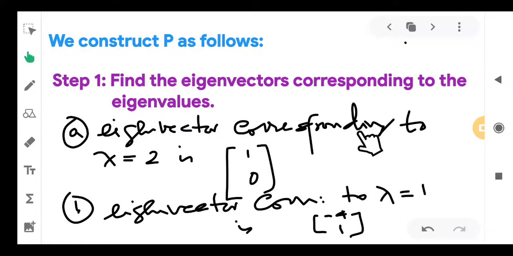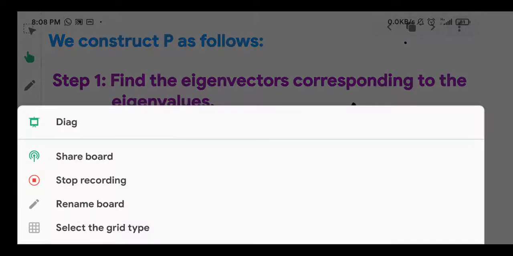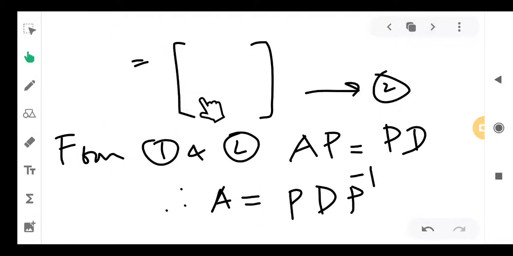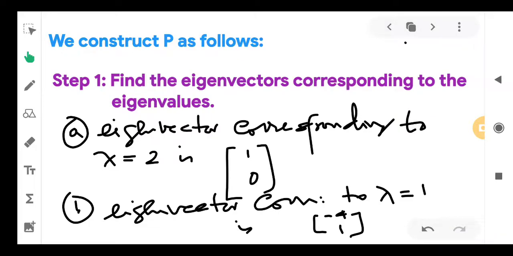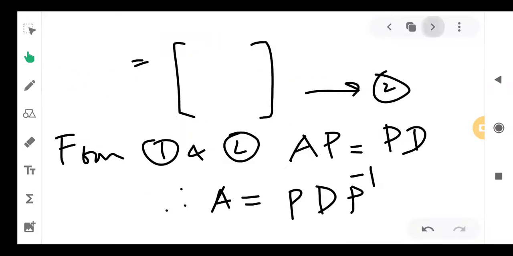So you can see we have done a problem. You have to find the eigenvector corresponding to lambda equal to 2 as x1, x2, and x1 we can take as 1 and x2 as 0. And the eigenvector corresponding to lambda equal to 1 will be minus 4, 1. Once you get the eigenvectors, you can create P like this. You have to write P with the first column as 1, 0 and the second column as minus 4, 1.